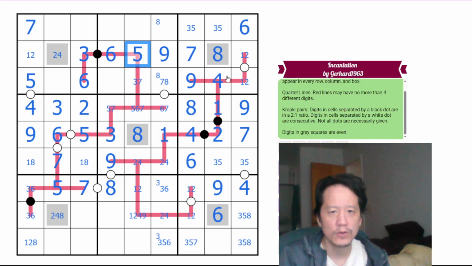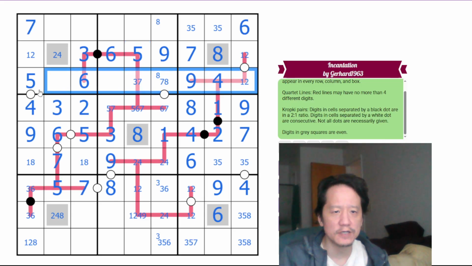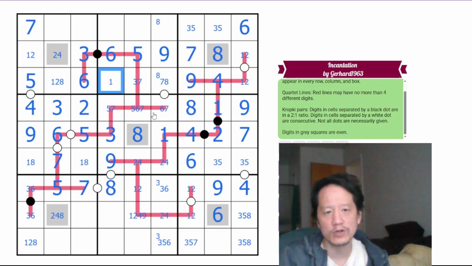Okay. Remaining digits in row 3. They have to be 1, 2, 3, 7, or 8. Well, it can be 1, 2, cannot be 3, 7. It could be 8, though. This could be 1 or 2, cannot be 3. It could be 7, and it cannot be 8.